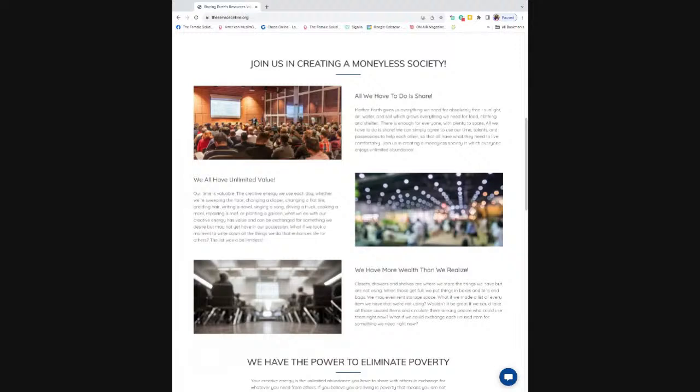Mother Earth gives us everything we need for absolutely free: sunlight, air, water, and soil, which grows everything we need for food, clothing, and shelter. There is enough for everyone, with plenty to spare. All we have to do is share. We can simply agree to use our time, talents, and possessions to help each other, so that all have what they need to live comfortably. Join us in creating a moneyless society in which everyone enjoys unlimited abundance.